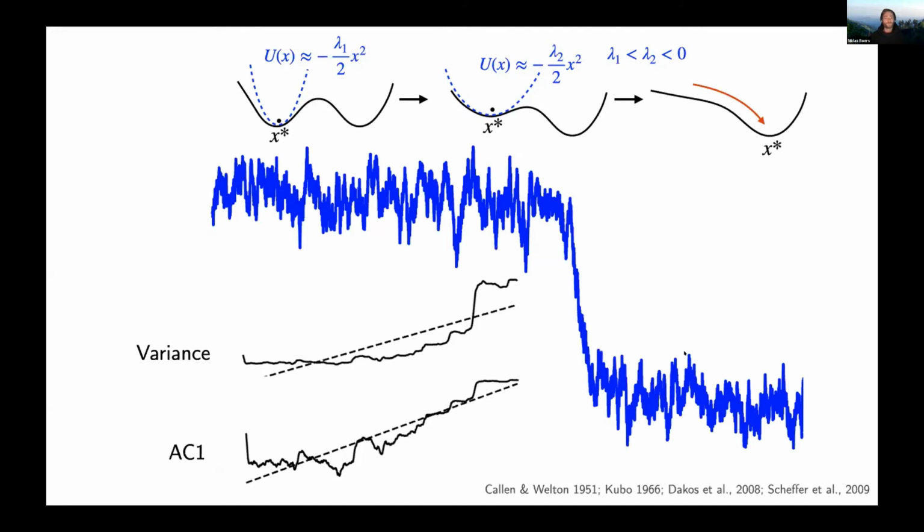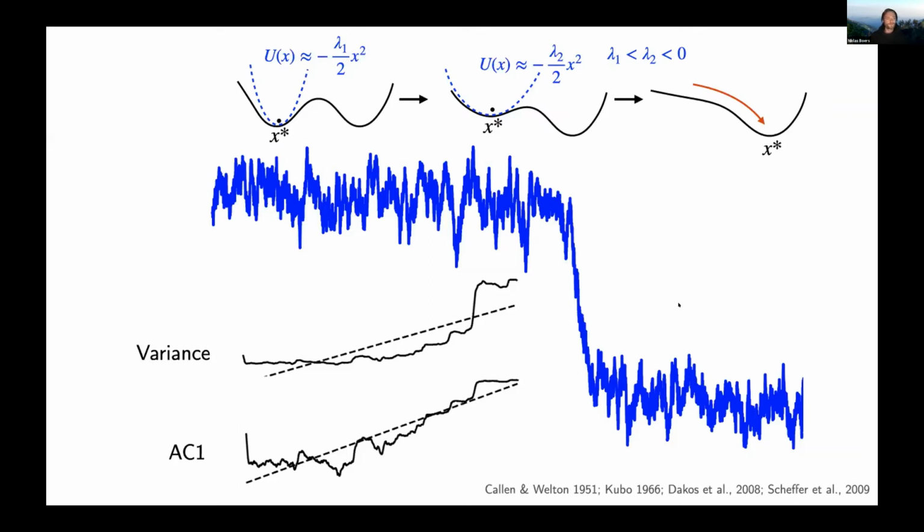So this works for model systems. Here is just a simulation of this kind of double well potential model, and the variance and autocorrelation go up. We've seen many examples where it works on model systems and on really controlled experimental setups.